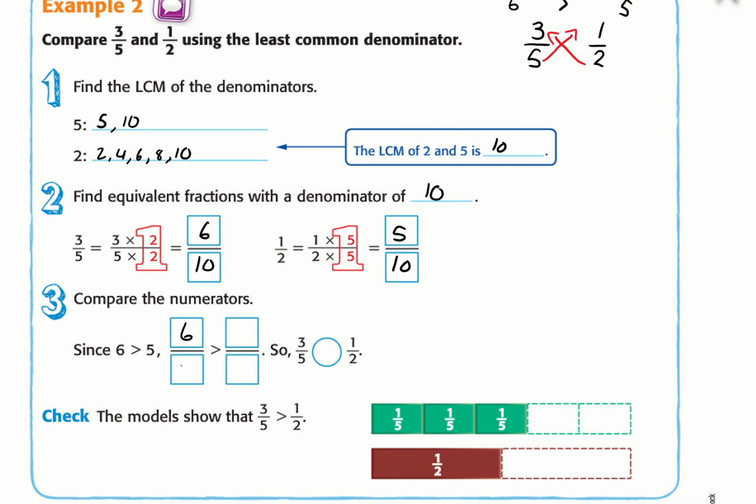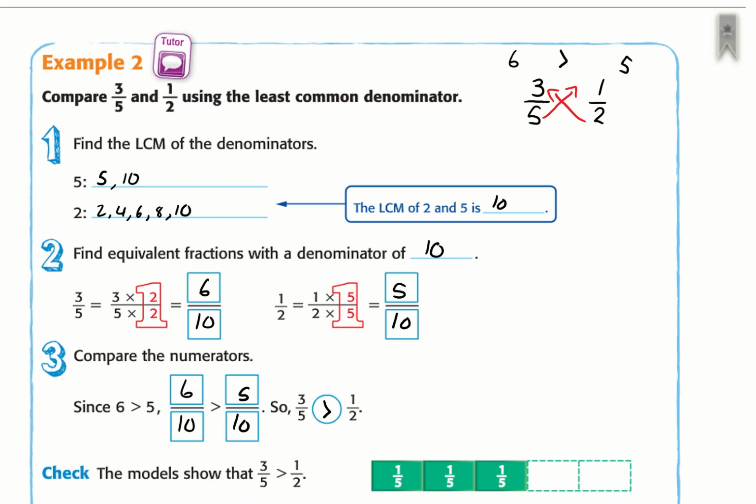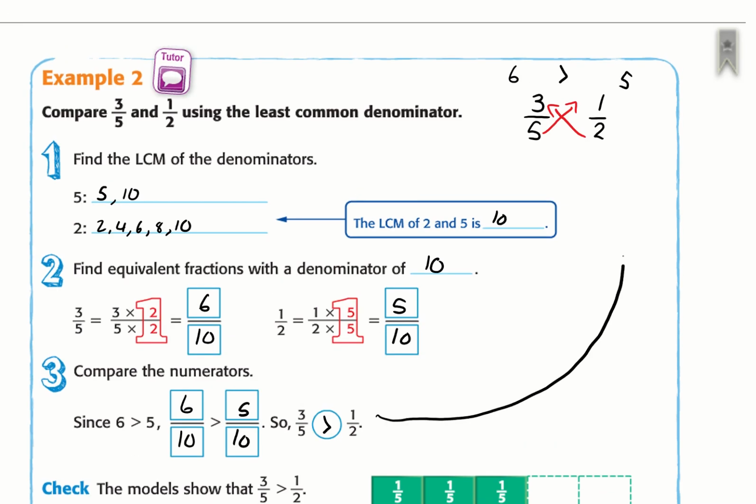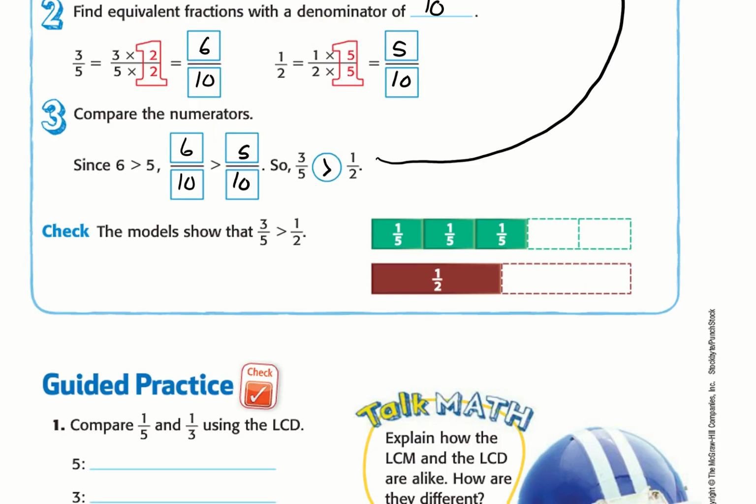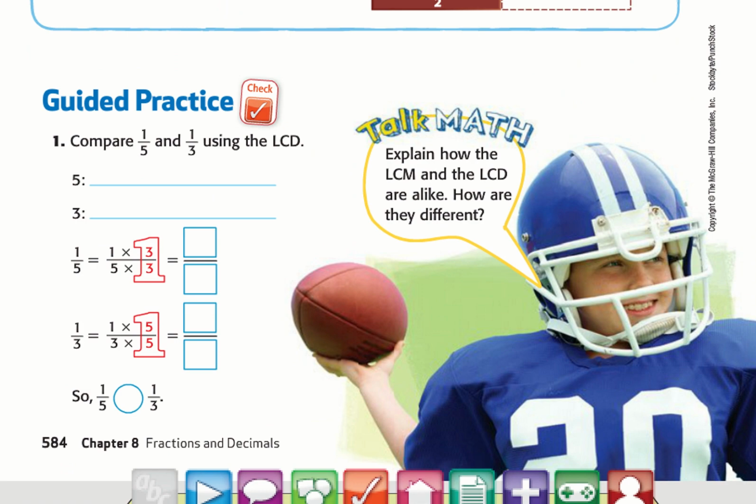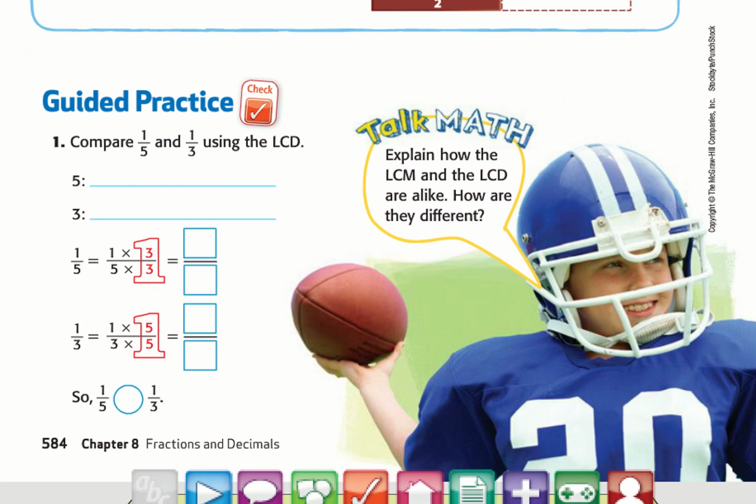So I have 6 over 10 and 5 over 10. And since 6 is greater than 5, that means 6/10 is greater than 5/10. So 3/5 is greater than 1/2. And if you look back at our shortcut, which was a lot less work, we still got the same answer of greater than. So go ahead and try the guided practice. If you like, use any method, and I'll be back with you in a minute.